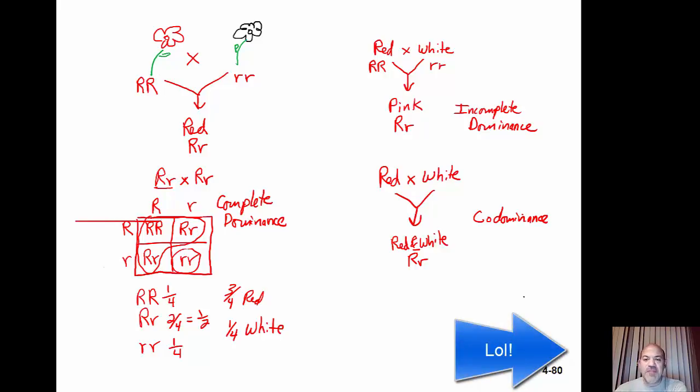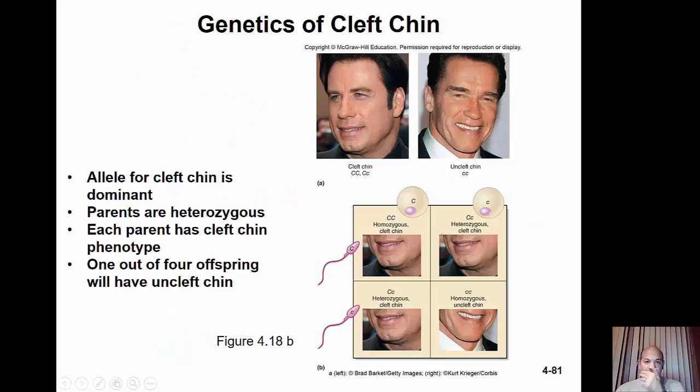So there you go. Those are some of the basic inheritance patterns. So in review, we talk about complete dominance here, where the heterozygote would look just like the dominant flower. In incomplete dominance, the heterozygote would be a blending of the 2 phenotypes, and in codominance, you're going to get both traits equally expressed. So let's move on to a case in humans of complete dominance, and this is a case of cleft chin.